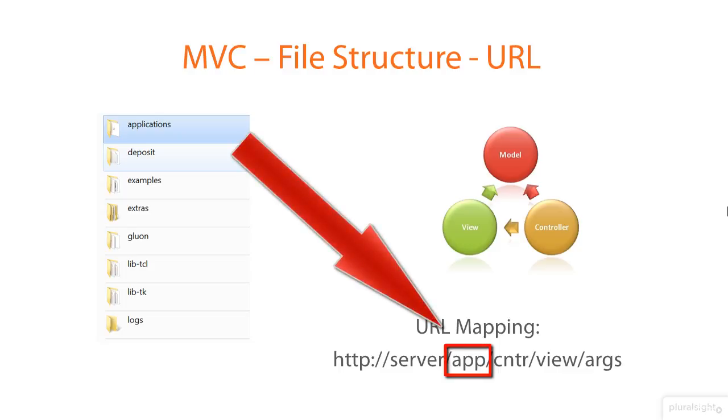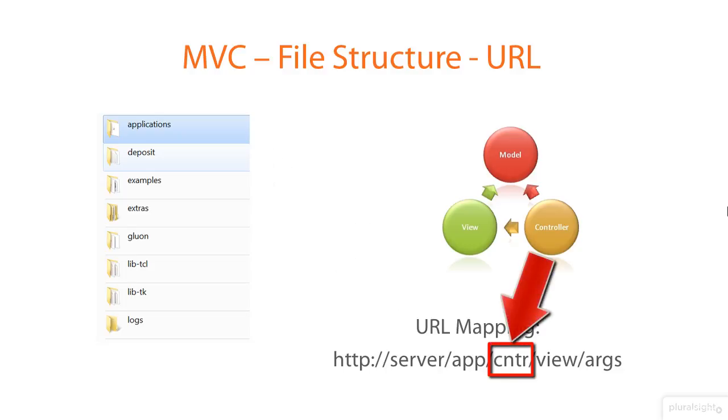And then we have our controller. We'll be creating new controllers, but the default controller is called default, and the default view is called index. We can also have arguments, which are part of the request object, and those are appended to the URL and include additional information.